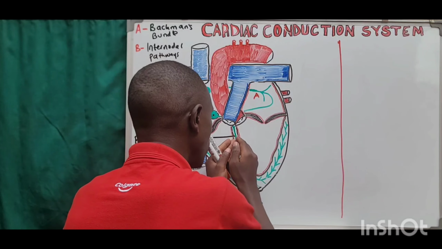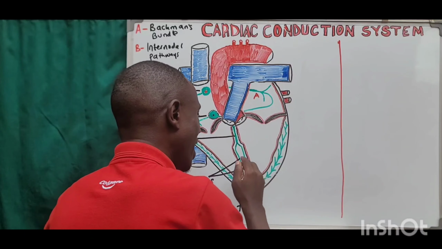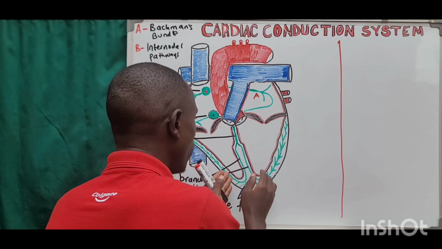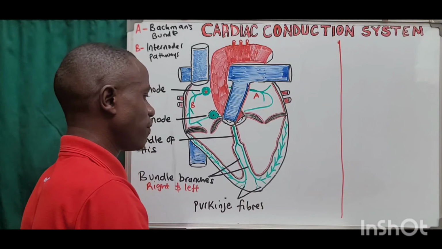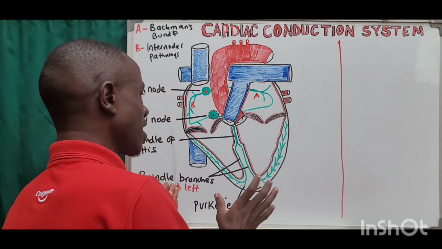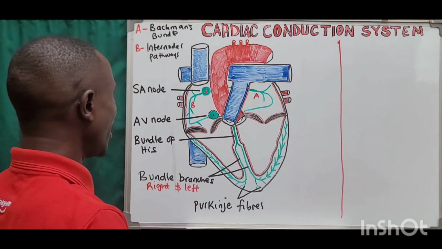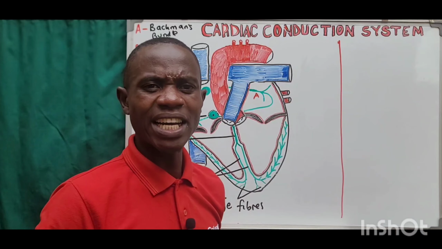From where it is going to be now splitting into what we call the right bundle branch and then the left bundle branch. And eventually, when they reach the apex of the heart, they start branching into these tiny branches, which we are calling the purkinje fibers, which are going to be stimulating the ventricular muscles and cause them to contract. Okay, now that we have explained all that, let's put that in writing as we summarize.